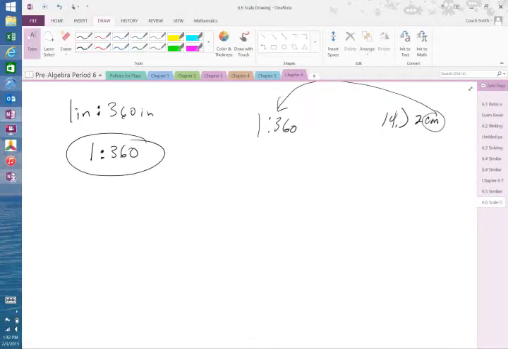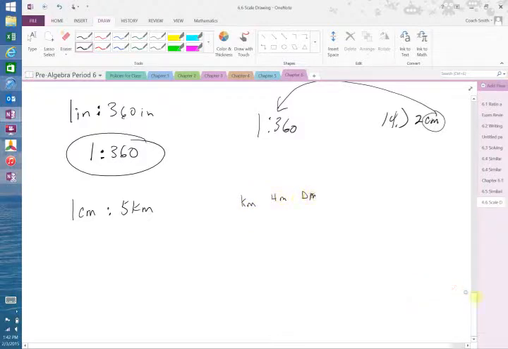Now, let's look at this one. 1 centimeter colon 5 kilometers. Now, this one's a little tougher, okay? If we think of kilometers, then you have hectometers, then you have decameters, then you have meters. Well, they want us to go further. Then you have decimeters, that's a little d. And then you have centimeters.